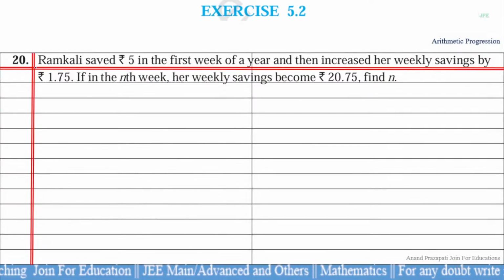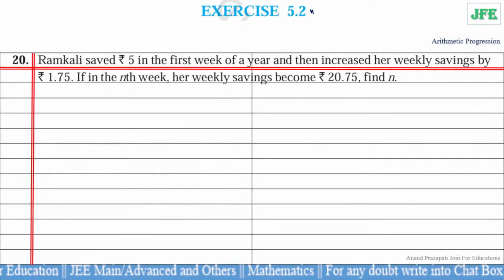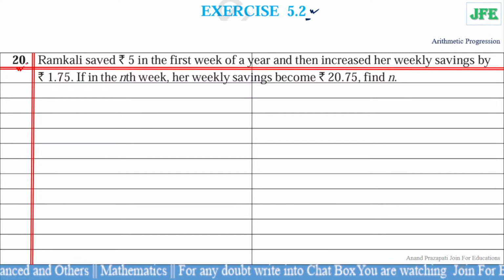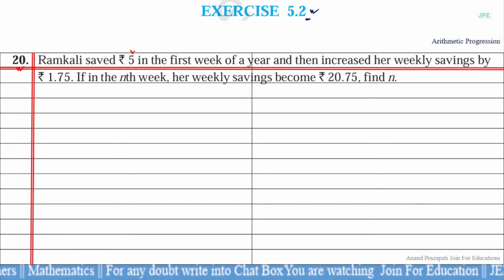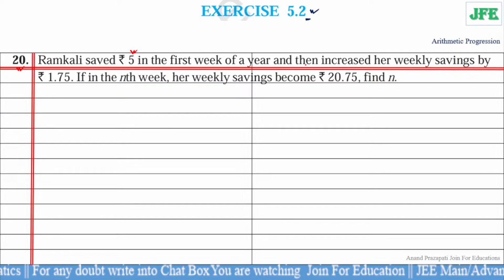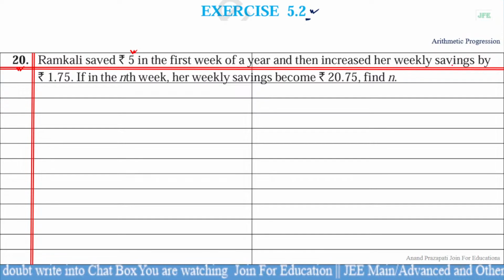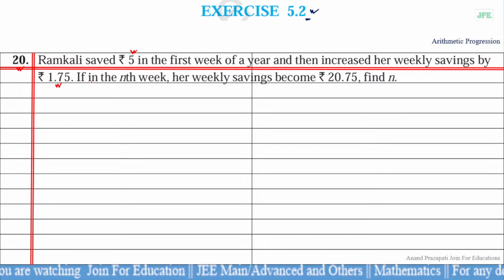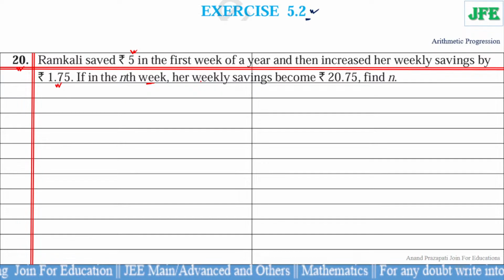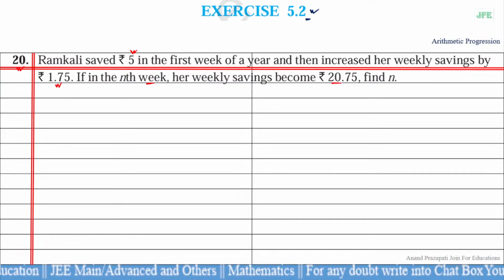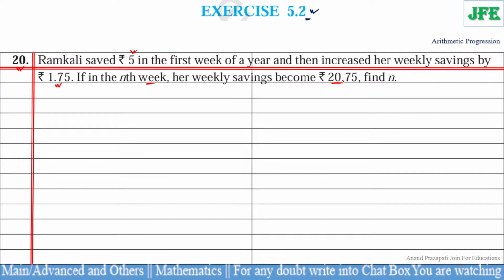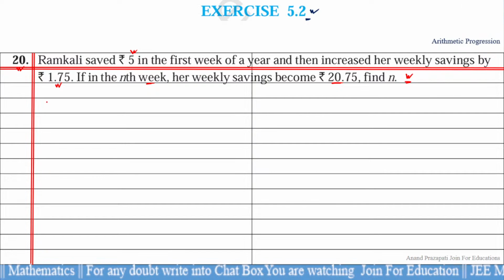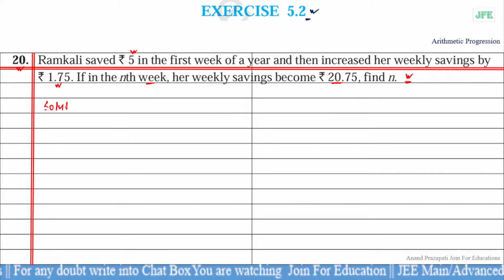So this is the last question of this exercise, exercise 5.2. I am going to read this question. Ram Kali saved ₹5 in the first week of a year and then increased her weekly saving by ₹1.75. If in the nth week her weekly saving becomes ₹20.75, find n. So let's see the solution of this question. This is a very easy question.